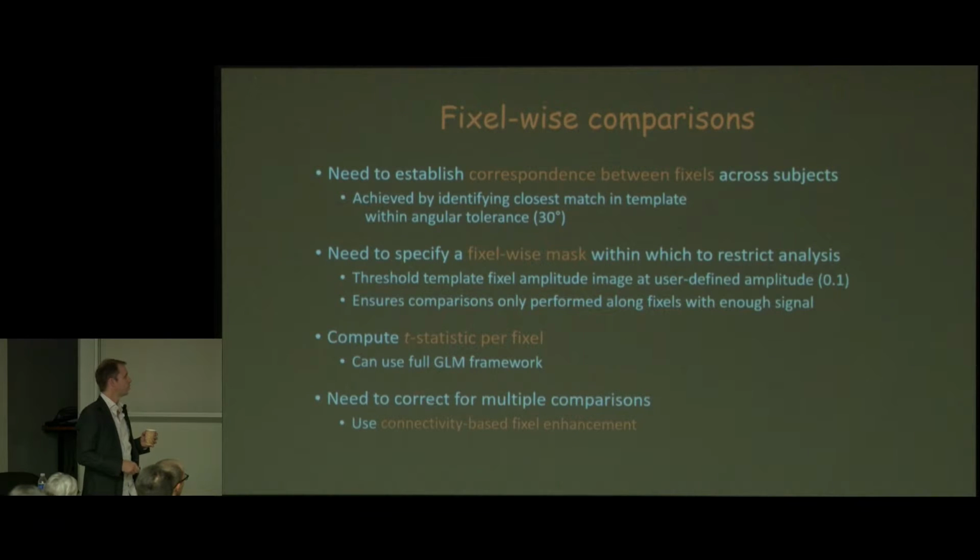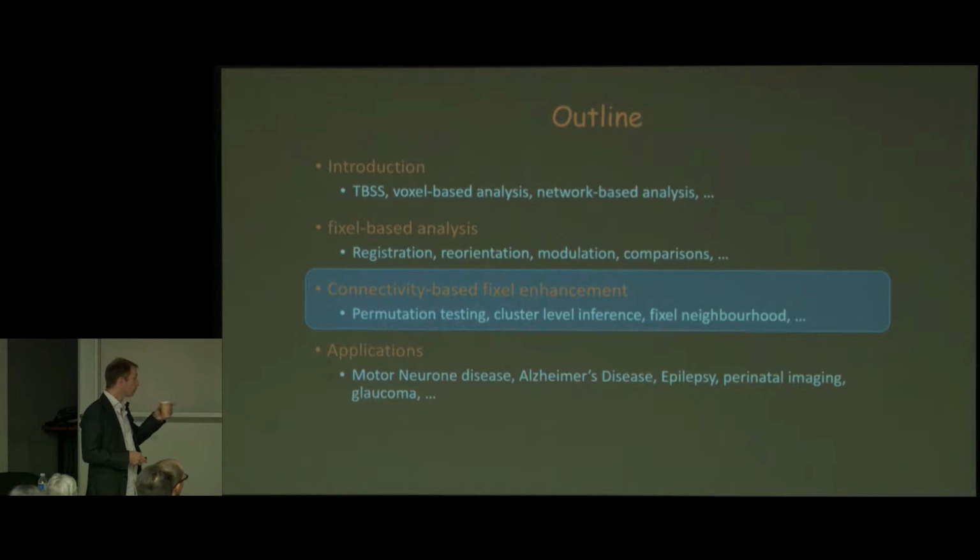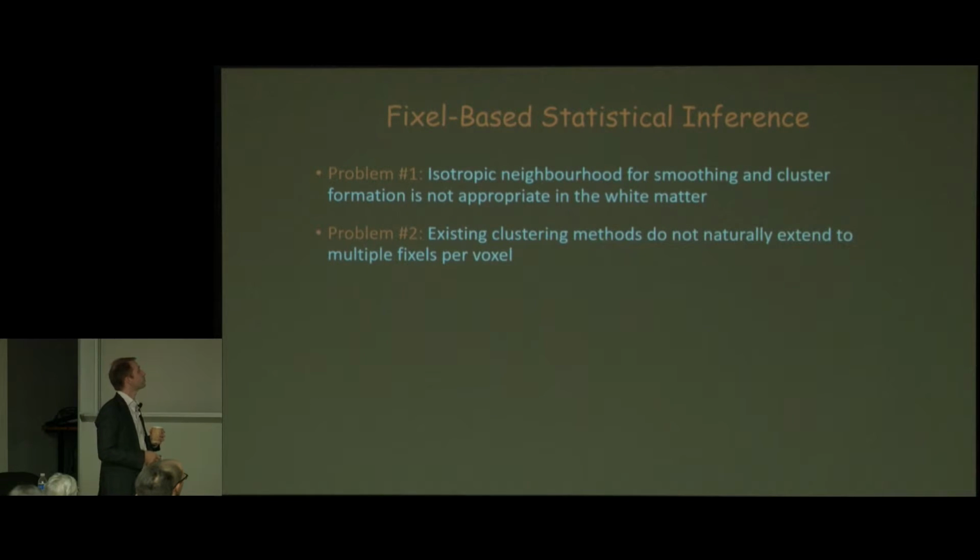Then we need to correct for multiple comparisons, because so far these t-statistics are per fixel, and you've got a lot more fixels than you have voxels. So it's a massive multiple comparison problem. And this is where connectivity-based fixel enhancement comes in. How can we exploit the properties of the diffusion data to help us with statistical inference?